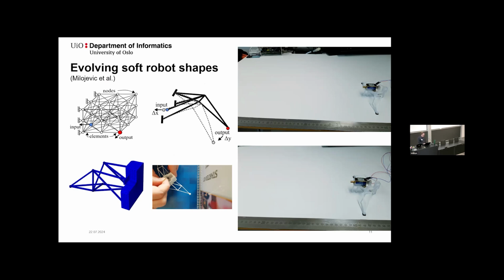So this was simulated a bit differently. There was a design space defined with nodes that could be moved a little bit around, and you could enable or disable connections between them. Then a simple simulation could be made that could calculate the forces. If you have some input force, how much is the displacement on the output node?